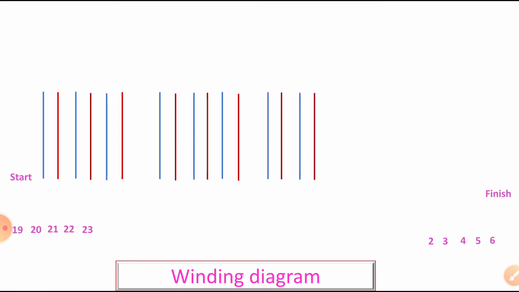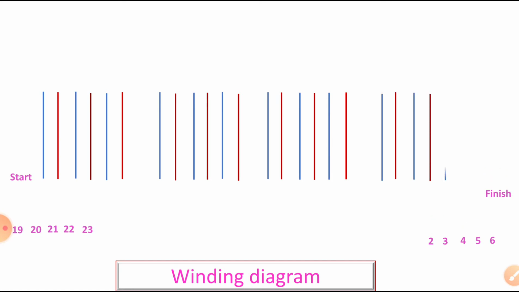Draw the parallel lines with equal space, equal to the number of conductors. Okay, we have drawn them. To avoid confusion, I have drawn them in blue and red colors, but there is no need to write the colors. Just draw with a pencil. Number them from left to right and select any slot for the starting purpose.